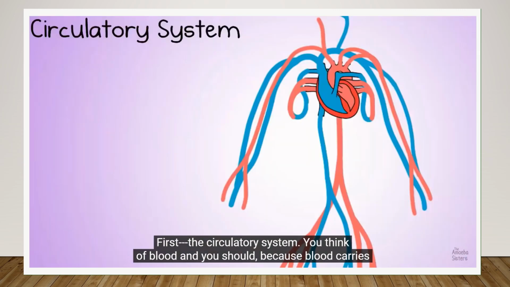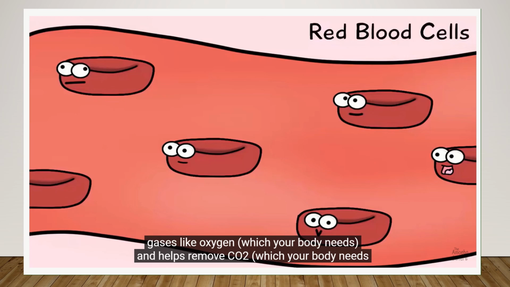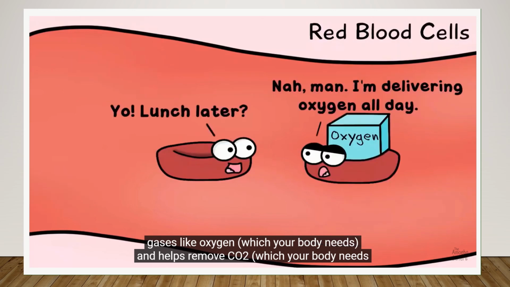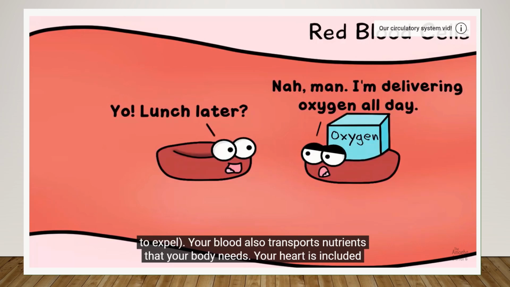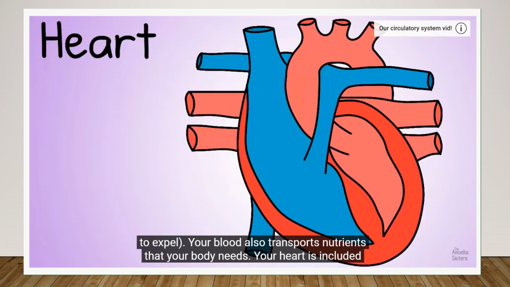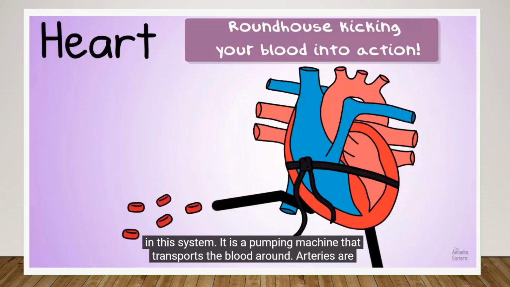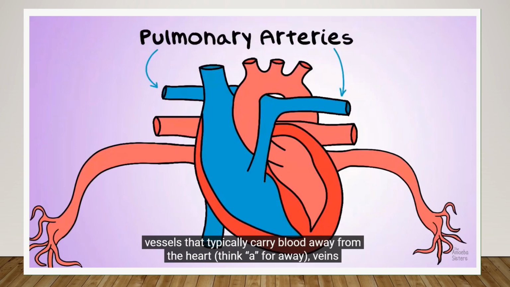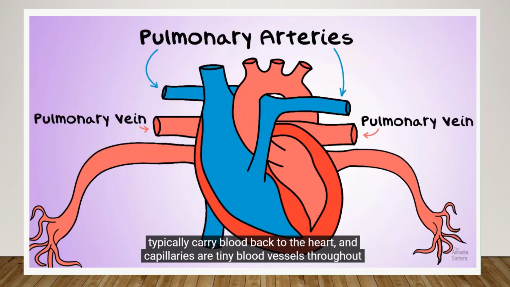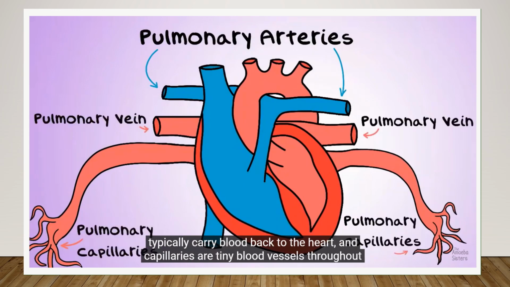You think of blood, and you should, because blood carries gases like oxygen, which your body needs, and helps remove carbon dioxide, which your body needs to expel. Your blood also transports nutrients that your body needs. Your heart is included in this system. It's a pumping machine that transports the blood around. Arteries are vessels that typically carry blood away from the heart. Think A for away. And veins typically carry blood back to the heart. And capillaries are tiny blood vessels throughout your body.